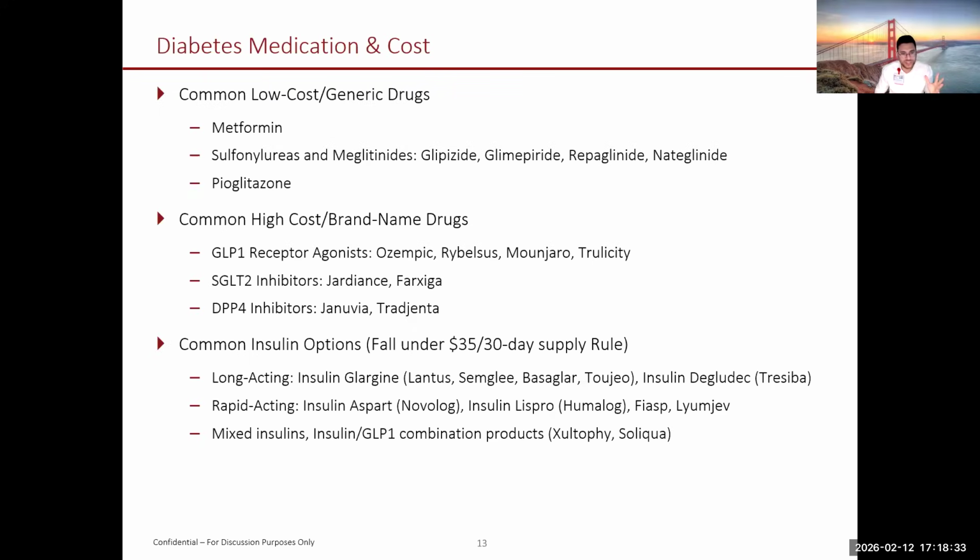There are a number of different insulins: long-acting, fast-acting, mixed. There's even mixed insulin GLP-1 products, and those fall under their own class where by law, as a result of the Inflation Reduction Act, insulin is $35 for a 30-day supply.